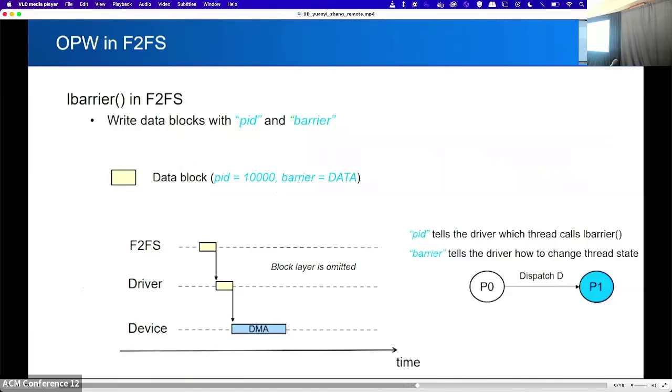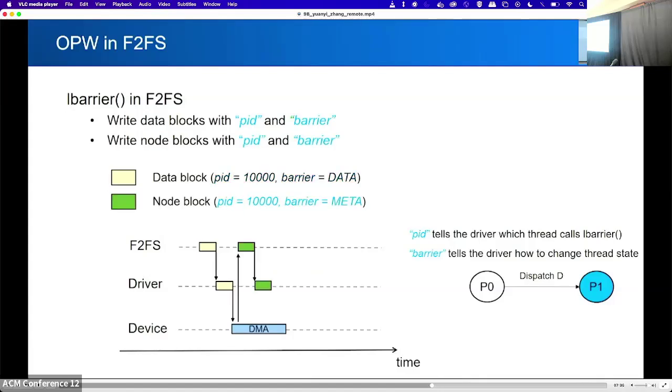F2FS calls user data and data block. When calling add barrier, the thread fills PID and barrier, and then submits the data block. The driver gets the data block, changes the thread state to P1, and dispatches the data block to the device.